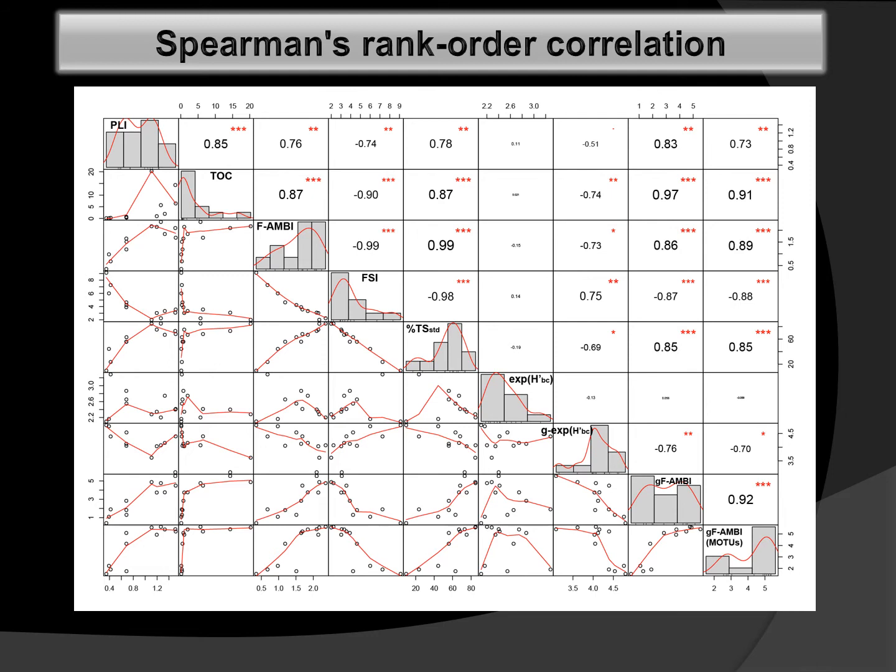On the other hand, there is a negative correlation between abiotic indexes and the FORAM Stress Index and the molecular modified Shannon-Weaver index.